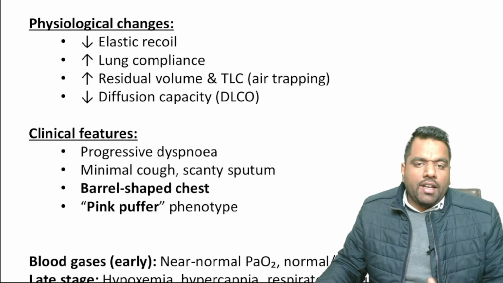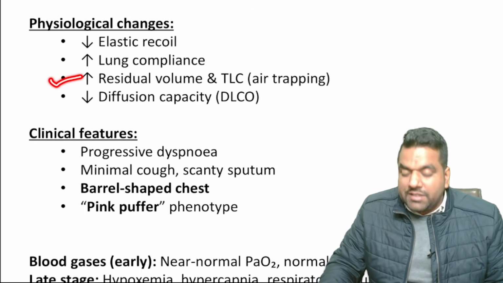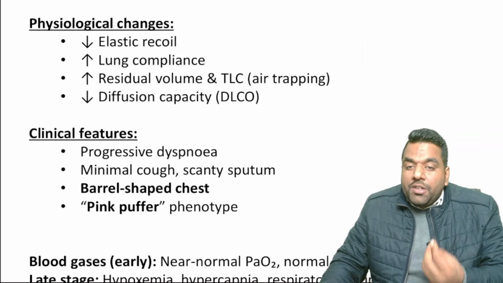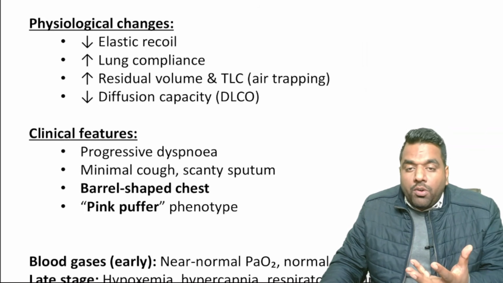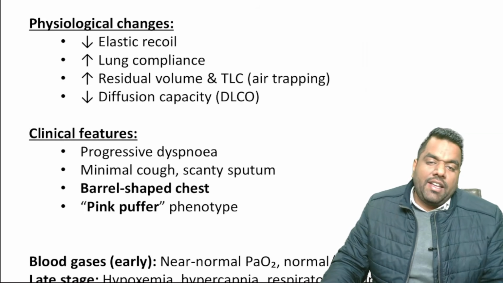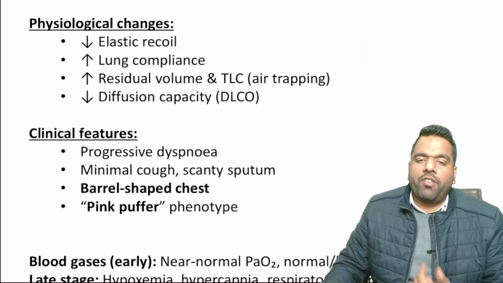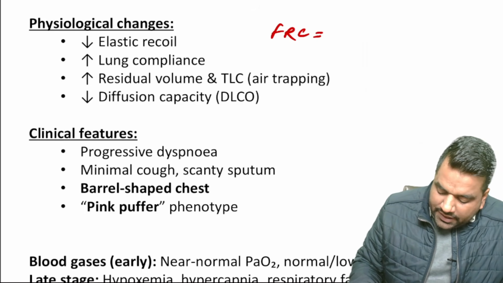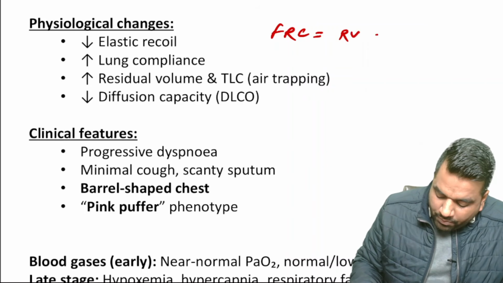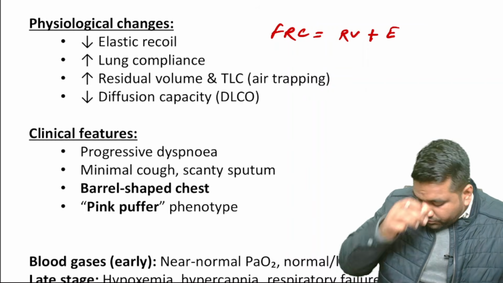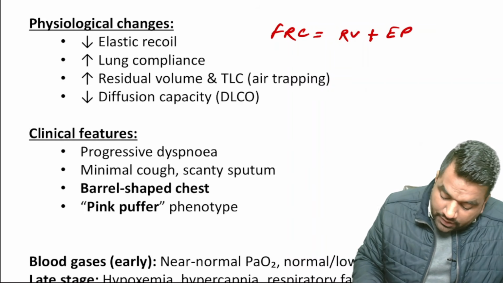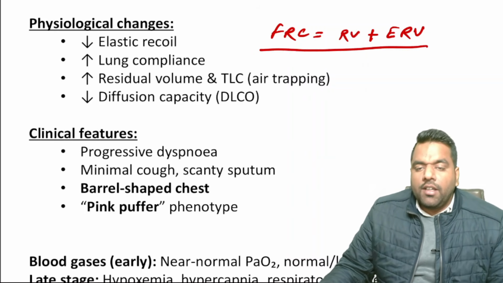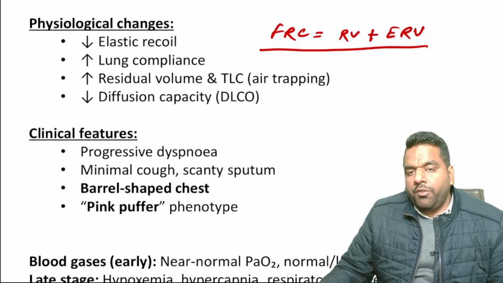Residual volume and total lung capacity are also increased, because air can come inside but it can't go outside normally. So the residual volume, the leftover amount of air, is increased, and the TLC is increased, and the FRC is also increased. Why? Because FRC, the functional residual capacity, is residual volume plus expiratory reserve volume. This is your FRC. Then there is also a decrease in the diffusion capacity.